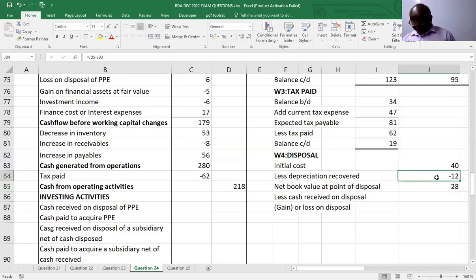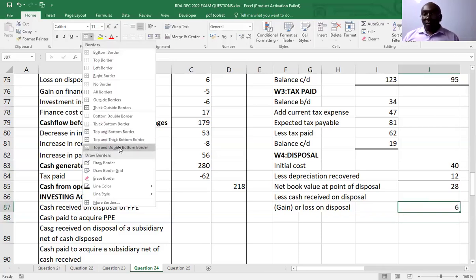Let me put it the other way around, so that the signs are correct. Now, we do not know the cash that was received, but we have been told that there was a loss of 6. There was a loss of 6. This one you can give it a double bottom.